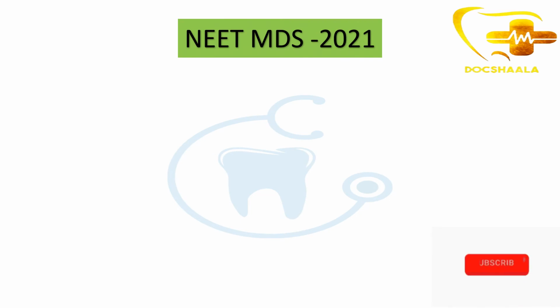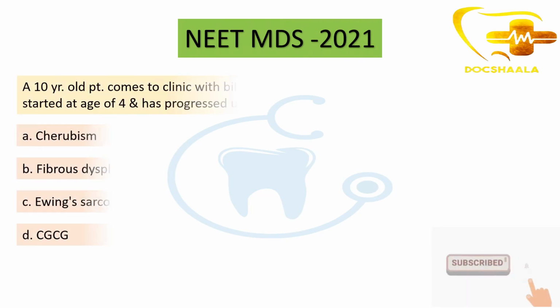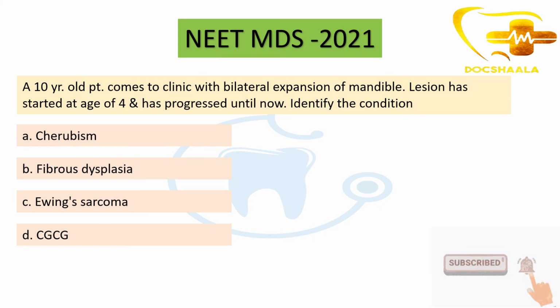The question they asked in NEET MDS 2021 was again a clinical question. A 10-year-old patient comes to the clinic with bilateral expansion of the mandible. The lesion started at the age of 4 and has progressed till now. Identify the condition. Options: bilateral expansion, fibrous dysplasia, unilateral expansion. This is central giant cell granuloma, which is seen mostly in the central part of the mandible, and Ewing sarcoma is not associated. So the answer for this will be cherubism.